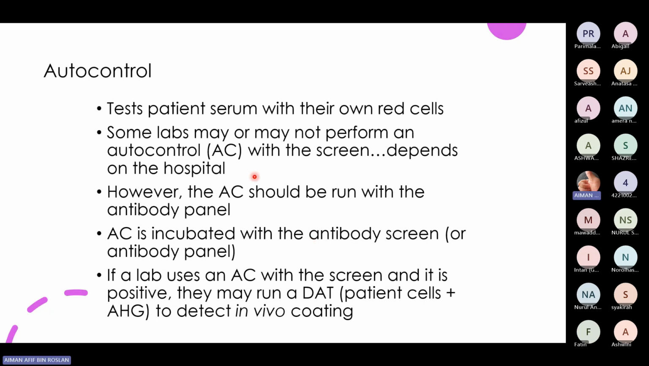For auto control, test patient serum with their own red cells. Some labs may not perform it.